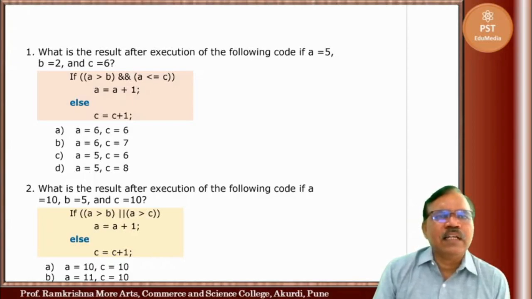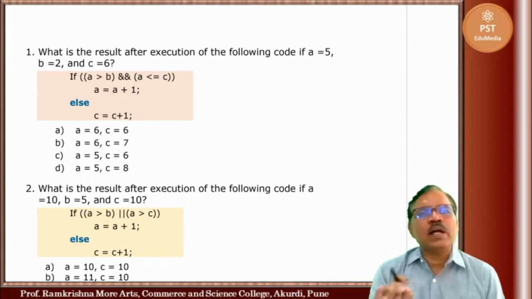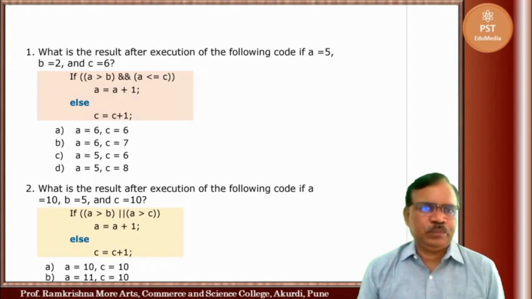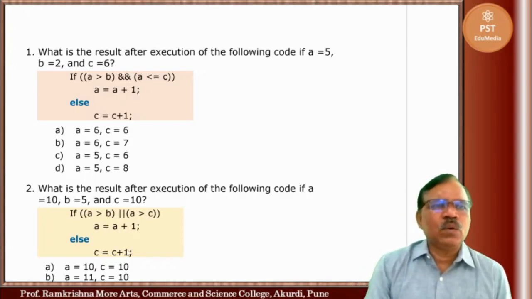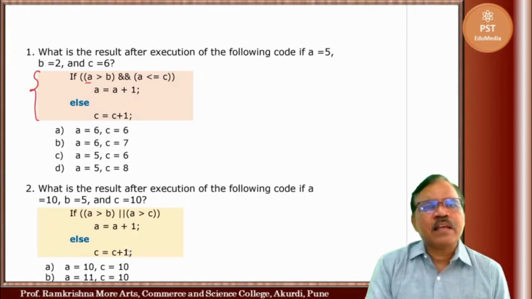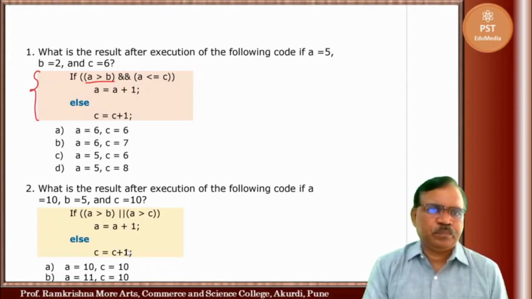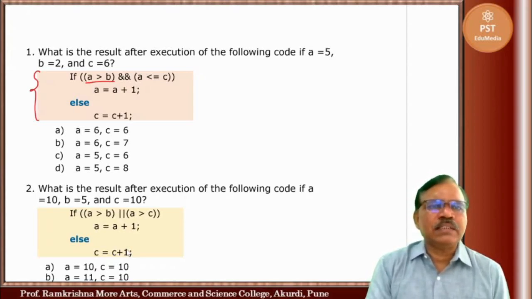What is the result after execution of the following code if A is equal to 5, B is equal to 2 and C is equal to 6? And this code is given here. If in bracket A greater than B and A less than or equal to C, A is equal to A plus 1, else C is equal to C plus 1.